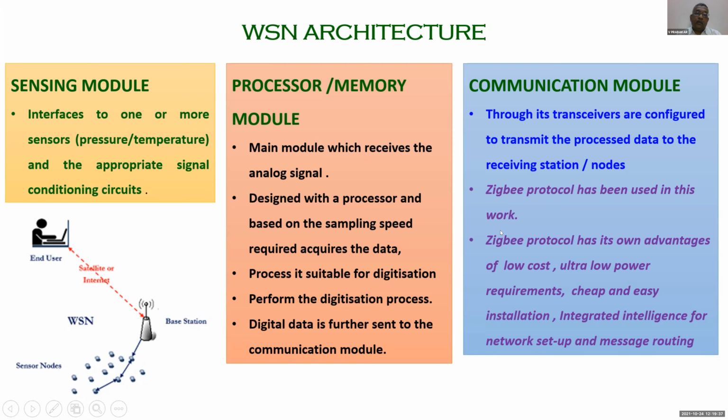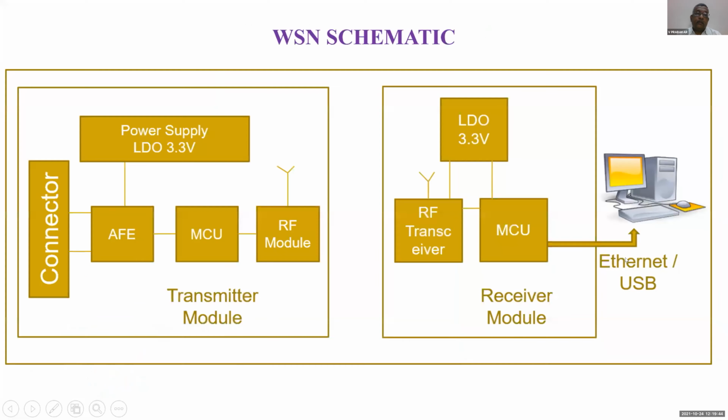And here I have configured a Zigbee protocol, which is used because of its low cost and ultra low power requirements. In the overall schematic, we have a transmitter module and a receiver module, both powered separately by a power supply unit. We have the analog front end, the microcontroller unit, and the RF module with the transmitter. And then you have a receiver control unit, which further sends the data onto an Ethernet or a USB.